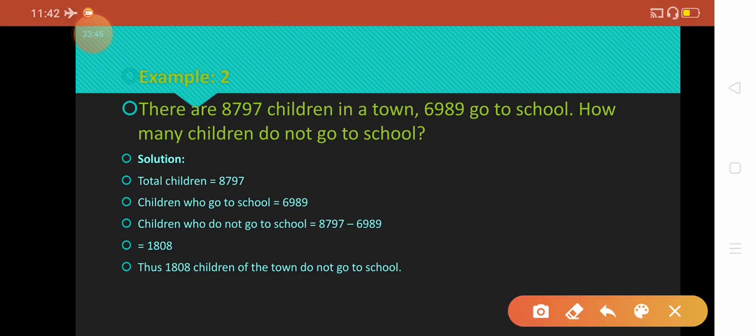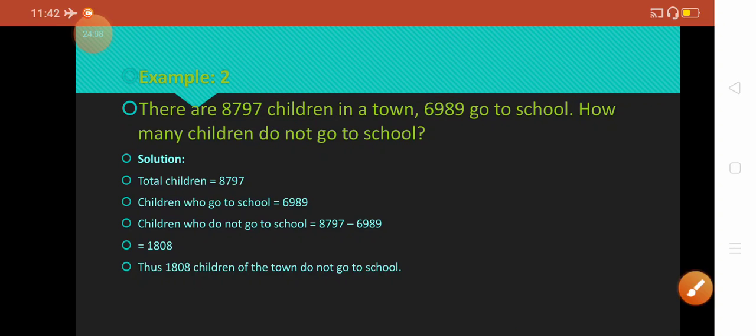6,989 go to the school. So how many children do not go? Let us take one more example. You have 5 chocolates. So this value is your 5 chocolates. Out of the 5, you eat 2 chocolates. So how many are you left with? 5 minus 2, 3. So the same thing is there.